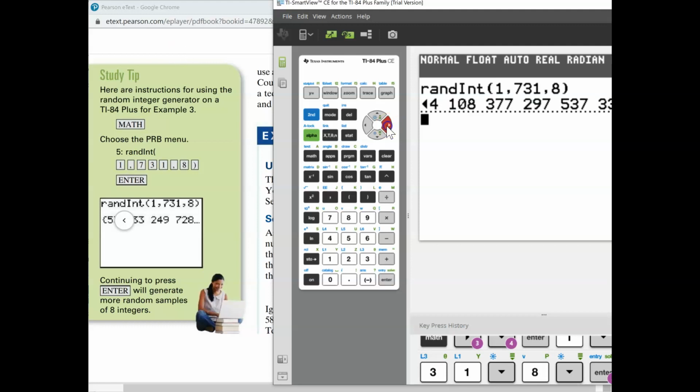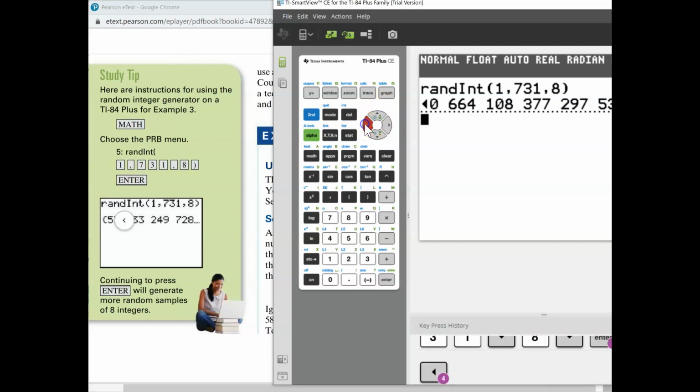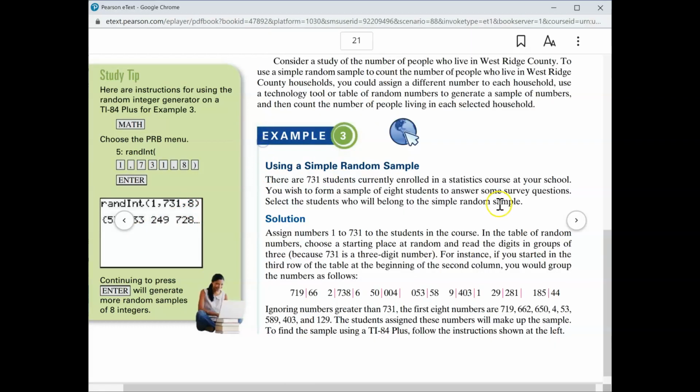So we click to the right and we see all of our numbers. We click back to the left, to get back to the beginning of the list. If you have an older version of the calculator, it's not as user friendly. You just have to type in randint and then put the lower limit first and then a comma, and then the upper limit and then a comma, and then the number that you want in the sample, and then close your parentheses, and then it'll give it to you. All right, moving to the next page.